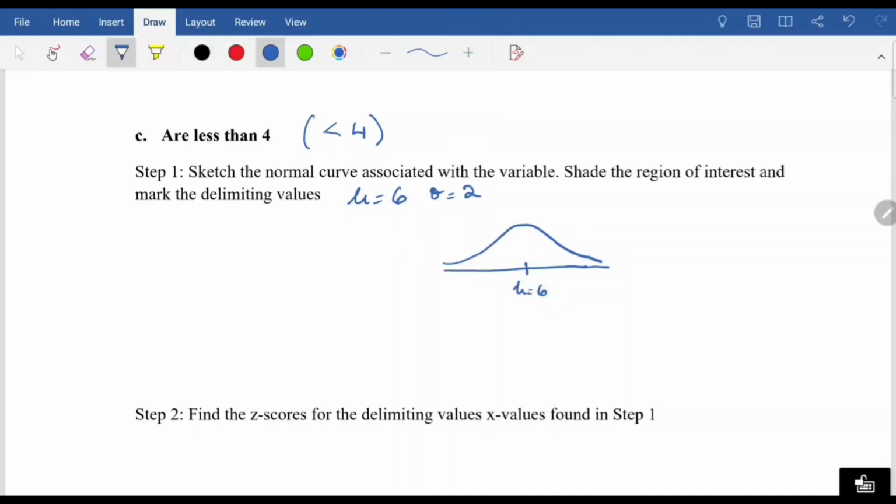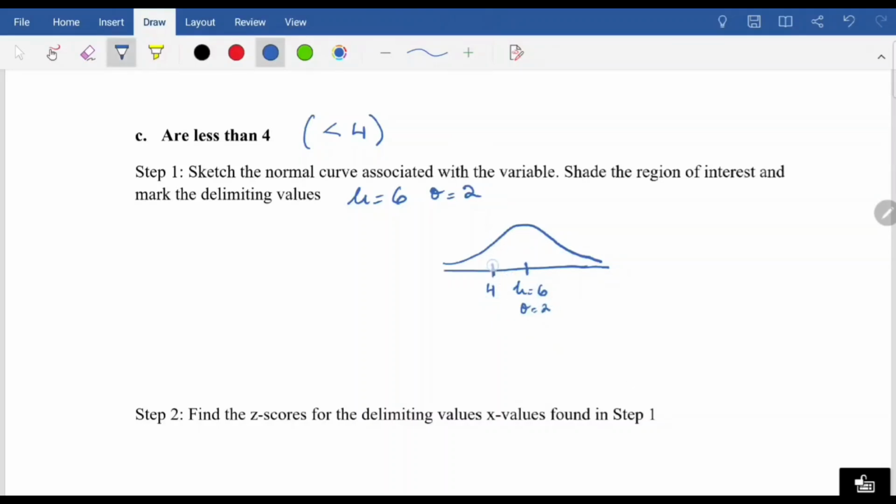Mu goes at the center, standard deviation is 2. So 4 is the delimiting value, right? So we are going to mark 4 along the horizontal axis relative to 6. If 6 is at the center, 4 being less than 6 will fall to its left. So let's mark it somewhere here. All right, let's mark 4 somewhere here.